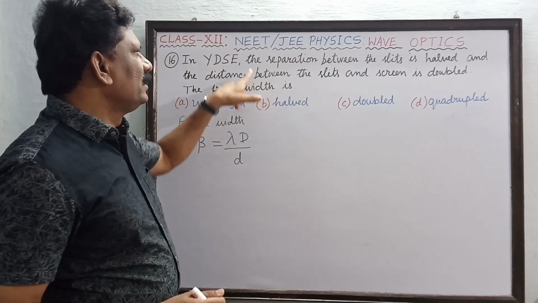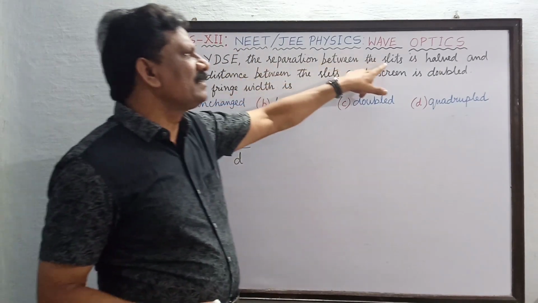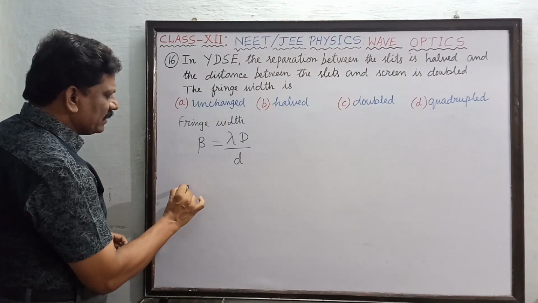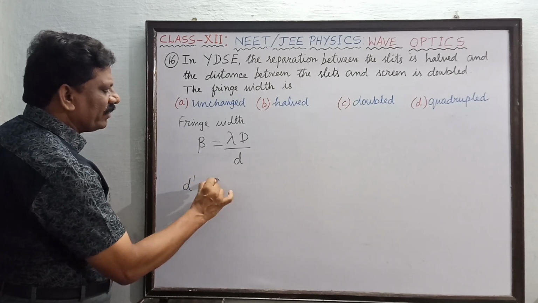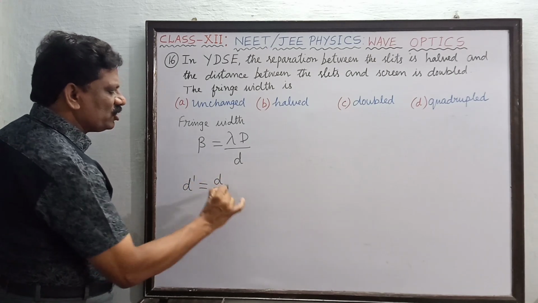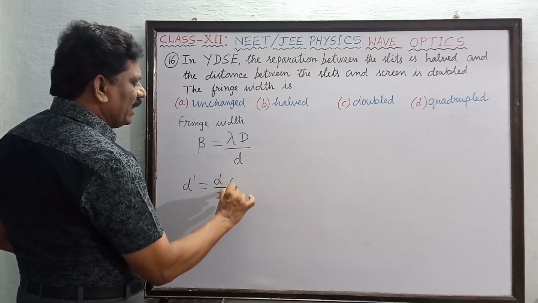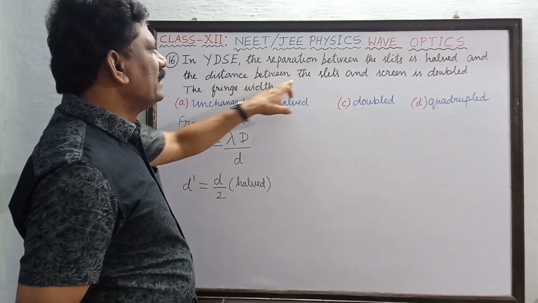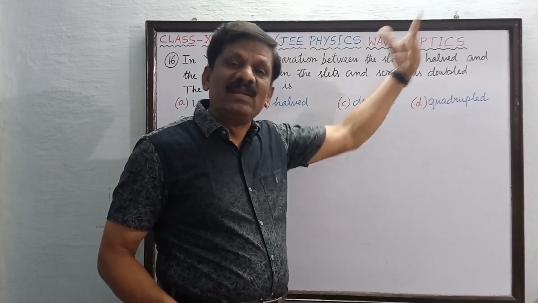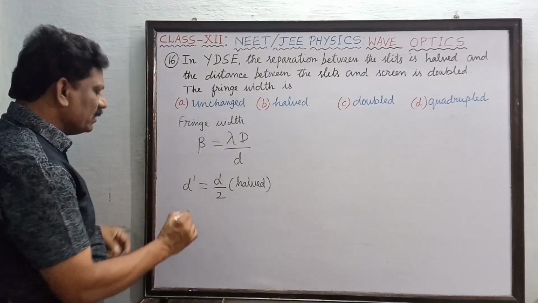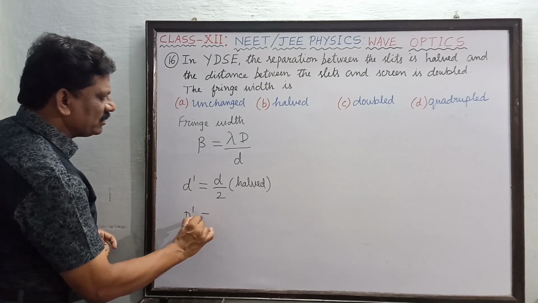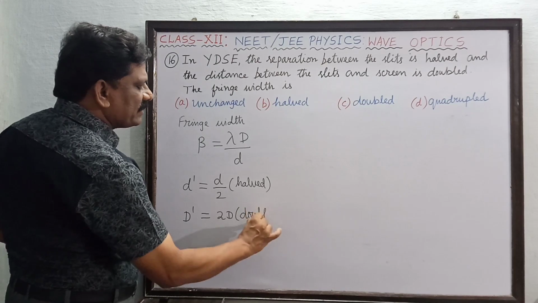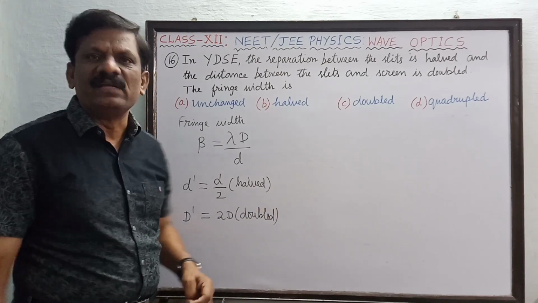So what is given here? The separation between the slits is halved. So the new distance d dash is equal to the original distance by 2. So this is halved. And the distance between the slits and the screen is doubled. So capital D becomes 2D. So the new distance D dash is equal to 2 capital D, because it is given in the sum that it is doubled.